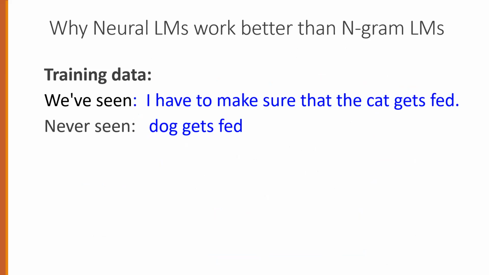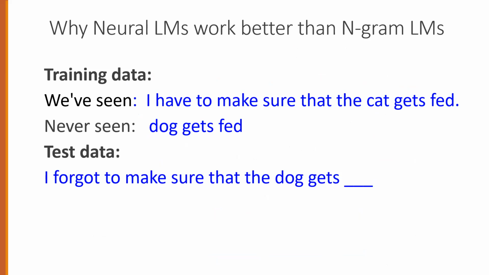So let's take an example. In the training data, we have seen "I have to make sure that the cat gets fed", but the LM has never seen this particular sequence of words, "the dog gets fed". The test data says "I forgot to make sure that the dog gets ___". Now the LM is tasked with predicting the next word after "the dog gets".